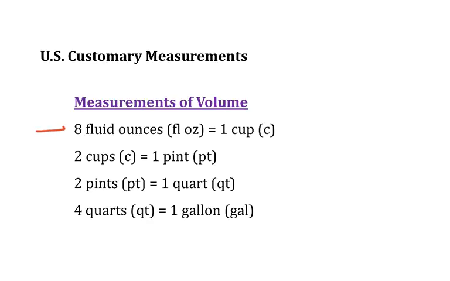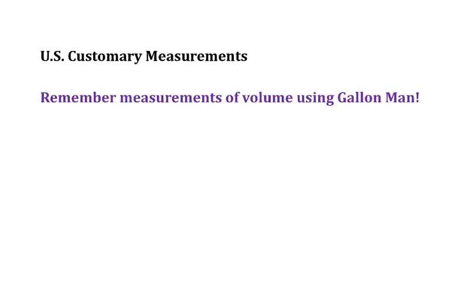But we have 8 fluid ounces in 1 cup. 2 cups make 1 pint. There are 2 pints in a quart, and there are 4 quarts in a gallon. So again, these are common units for measuring volume. One helpful way to remember these units, the relationship between them, is this idea of gallon man.